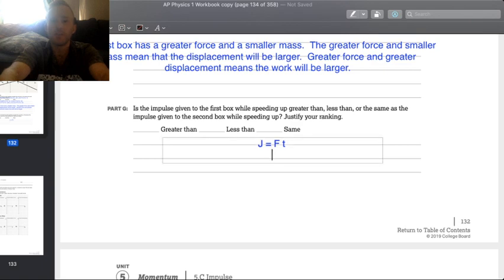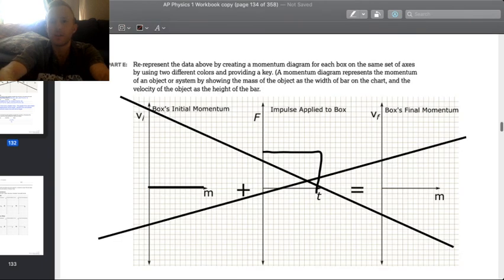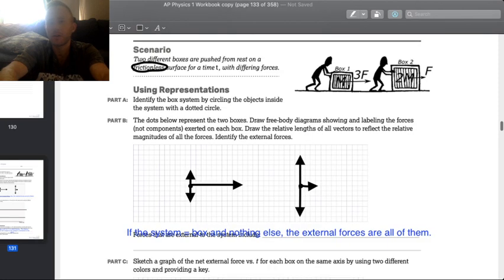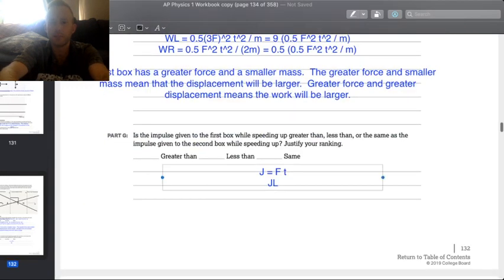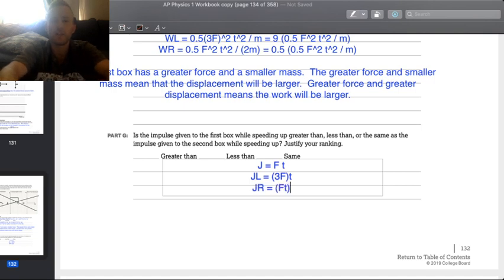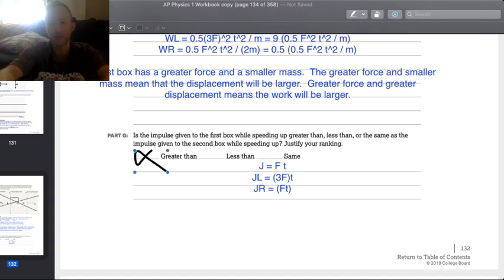So if we want to know the impulse on the left system, notice how the times are the same for both. The left box has a bigger force for the same amount of time. Box 2 has a smaller force. Okay? So the impulse for the left is 3F times T, whereas the impulse on the right is just equal to F times T. So I would say that the impulse given to the first box is greater.